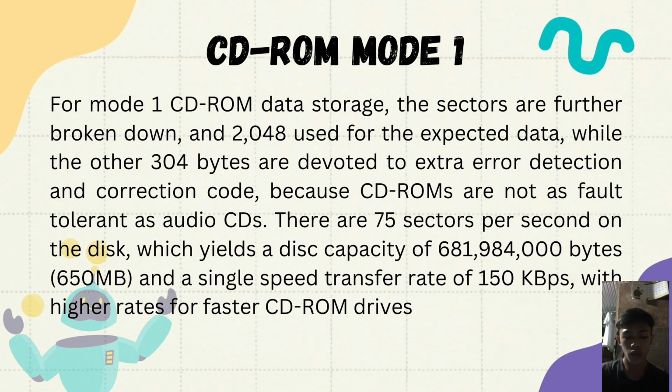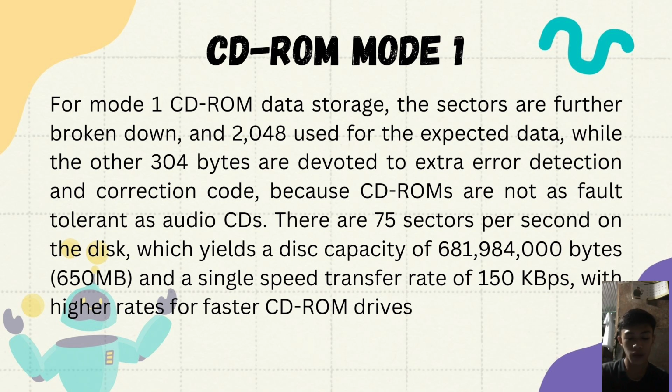CD-ROM Mode 1 uses 2352 byte sectors with 2048 bytes for data and 304 bytes for error correction. This ensures data integrity as CD-ROMs are sensitive to errors. A CD-ROM spins at 75 sectors per second, resulting in a 650 MB capacity and a 150 kbps single speed transfer rate.